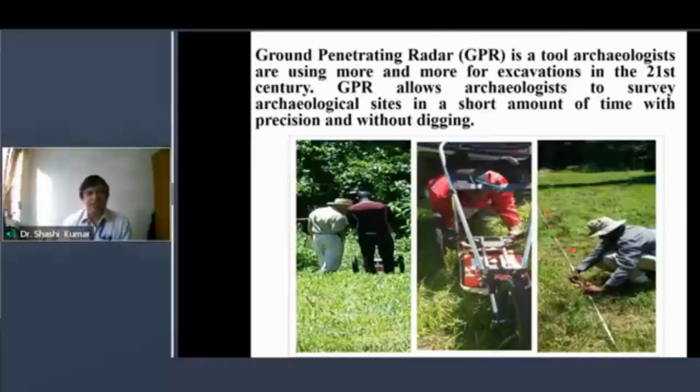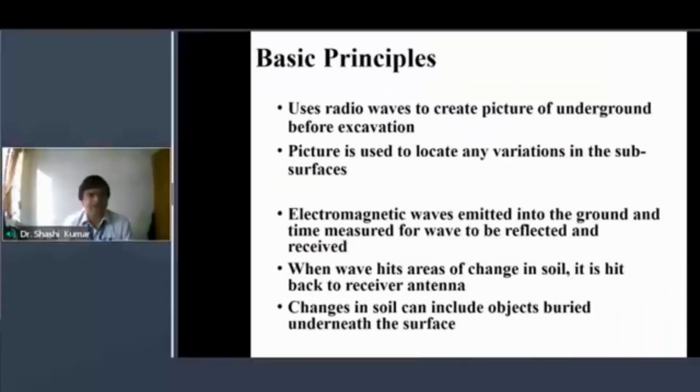The main thing is that the soil should be dry, but even if there is some vegetation, like grasses, using the long wavelength ranges of ground penetrating radar, one can overcome this problem, and it can provide the information of the buried object or the subsurface information.